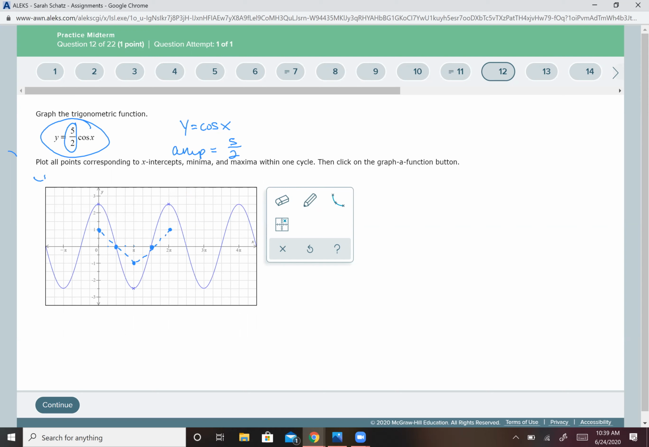Yep, so look, you can see my basic cosine here. And look what the amplitude did. It just made it go higher and lower, but it's still hitting the high points at the same x value. And it's still hitting the same x-intercepts. Okay, moving on.